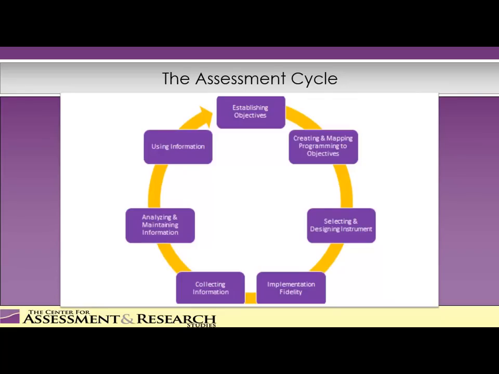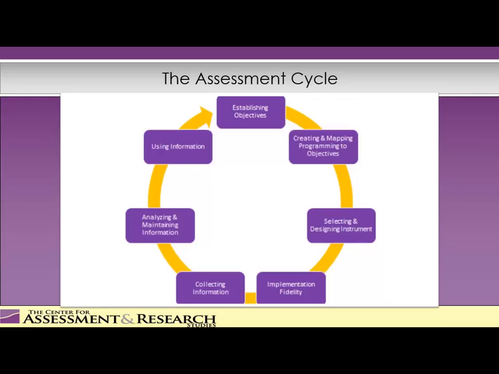After selecting or designing instruments to measure your objectives, the next stage in the assessment cycle is collecting implementation fidelity data. Implementation fidelity data allows us to unlock the black box of assessment by revealing the extent to which the planned or intended programming differs from the programming that was actually delivered. In addition to collecting implementation fidelity data, you must also collect information concerning student achievement of your objectives. This occurs during stage 5 of the assessment cycle.